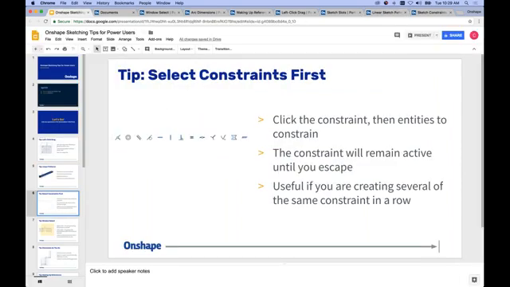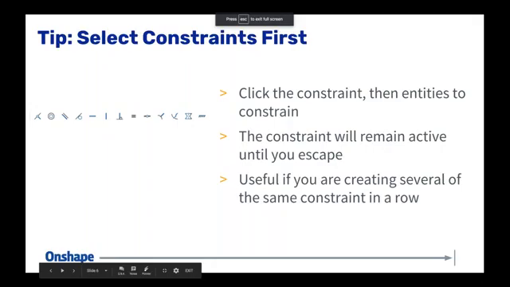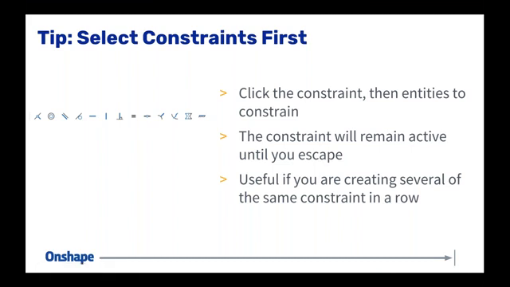Moving on to my next tip in my list, select constraints first. So this is something that really applies to a very specific situation. I think it's most useful if you need to apply a lot of the same constraint back to back in a row. So say, for instance, I have a dozen holes and I need to create a dozen concentric constraints in a row. That's where this is most useful. It's a subtle thing. It's a subtle difference in how you create your constraints at the sketch level, but it means many less clicks potentially.